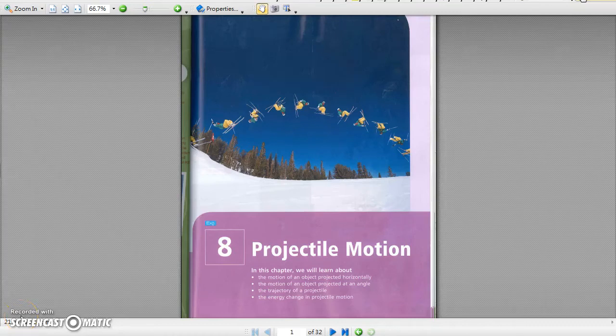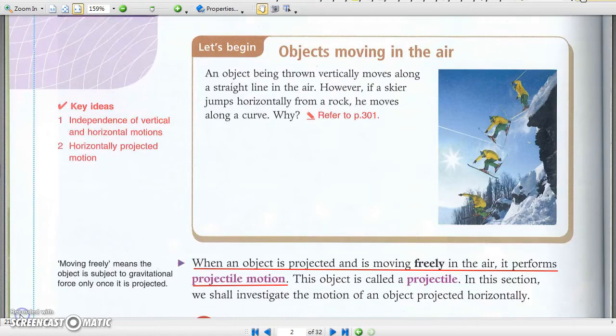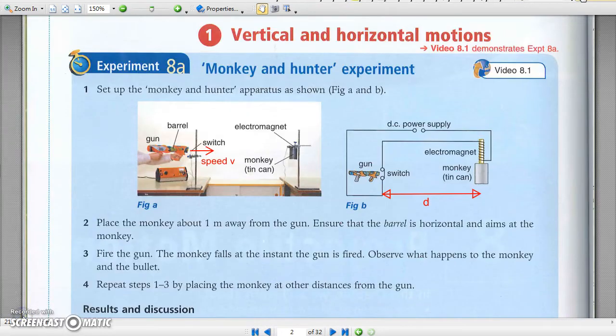Chapter 8 Projectile Motion. 8.1 Horizontally projected motion. When an object is projected and moved freely in air, it performs projectile motion. In this chapter, we will investigate horizontally projected motion. 1. Vertical and horizontal motions.